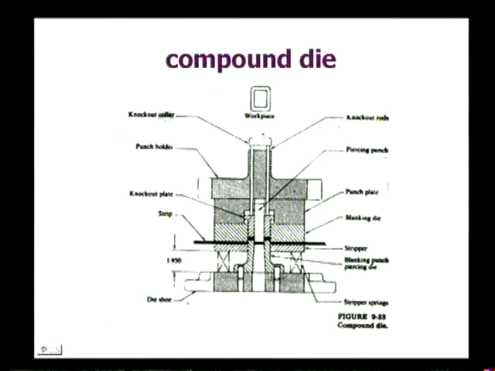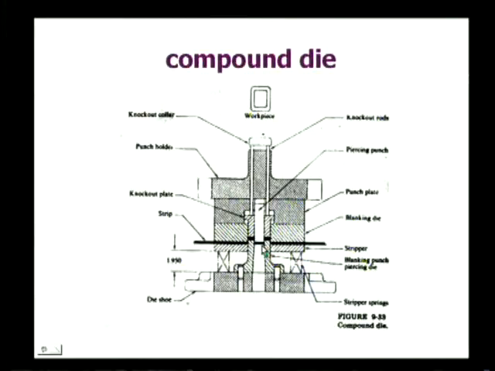Of course, the blanking operation and piercing operation can be carried out in a single stroke in a progressive die also, but this cutting operation will be carried out at two different stations. At the first station the punching operation will be carried out, and at the second station the remaining blanking operation will be completed. Whereas in a compound die, both the operations will be completed at a single station, or in a single stroke of the ram.